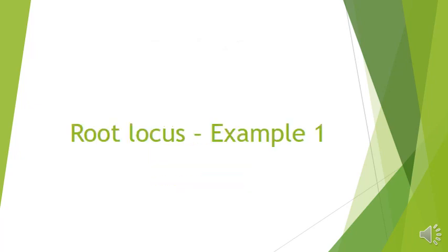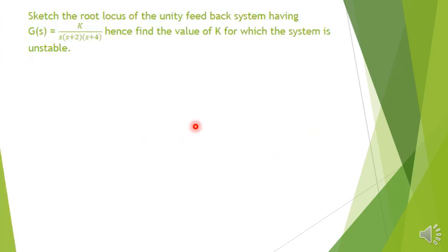Greetings of the day. In this session, we will draw a root locus for a given problem. So let us consider a problem. Sketch the root locus of a unity feedback system having G(s) equal to K divided by s into (s plus 2) into (s plus 4). Hence, find the value of K for which the system is unstable.